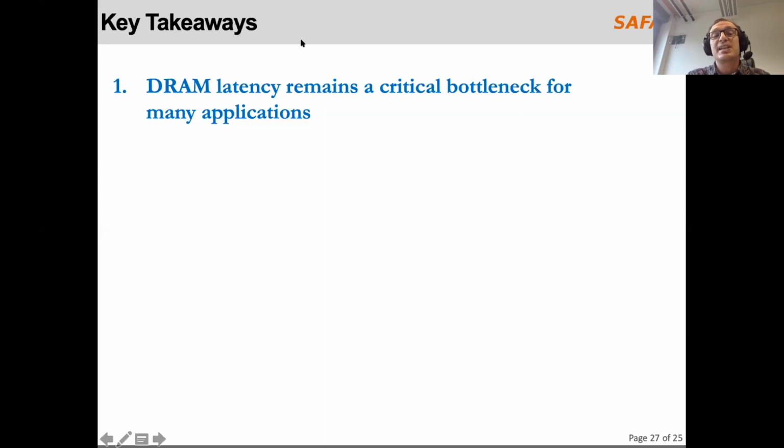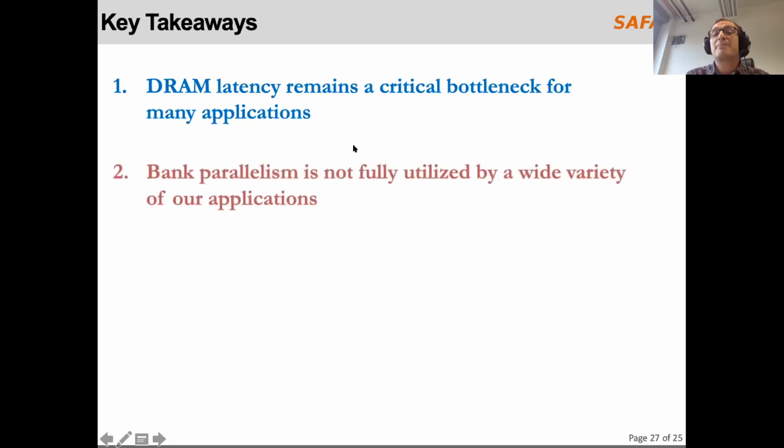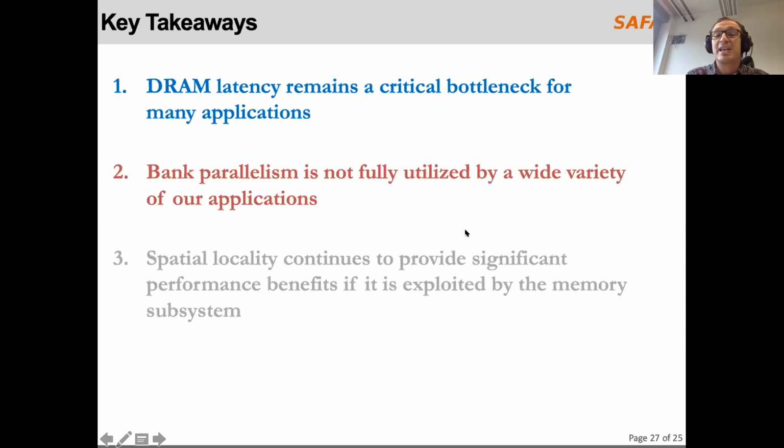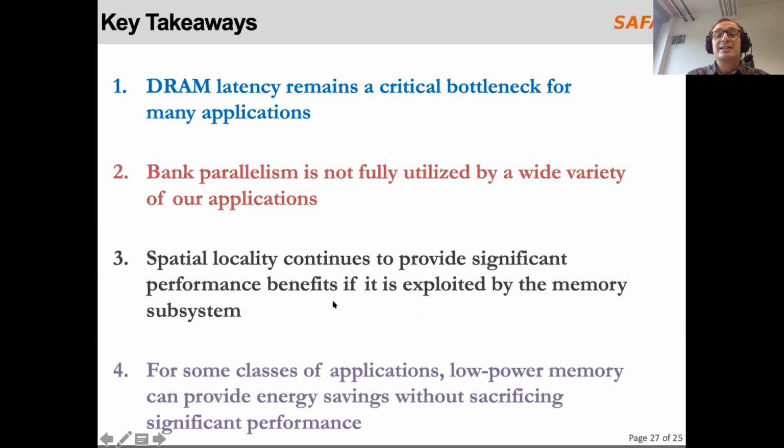But you can clearly see you can generate insight that's really important for the future: DRAM latency remains a critical bottleneck. Bank parallelism is not fully utilized by a variety of applications, and spatial locality continues to provide significant performance benefits. If you reduce it, you have a problem. And low power memory for some applications can provide energy savings without sacrificing performance. To get to this insight, you need to design your simulator well, accurately.